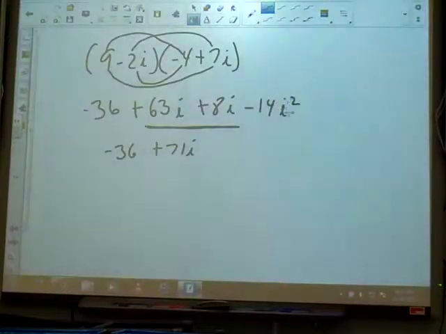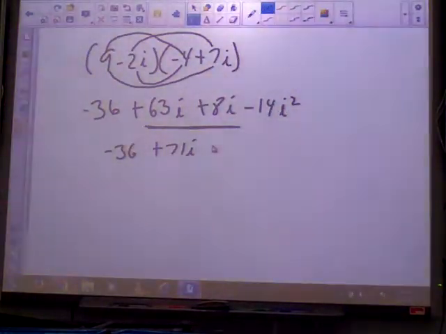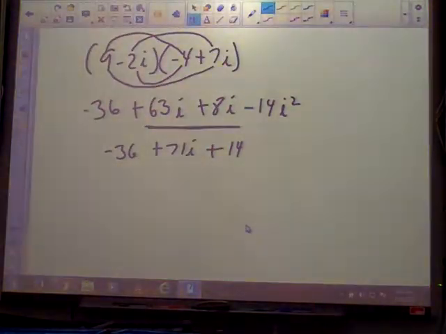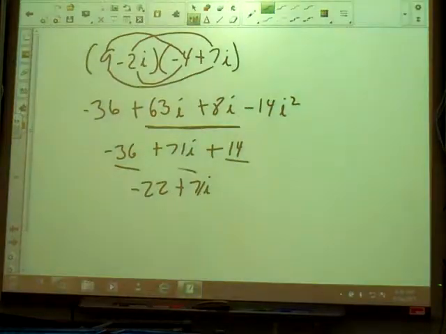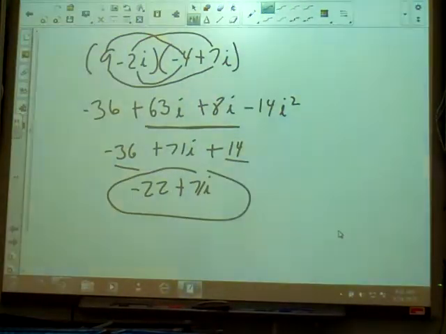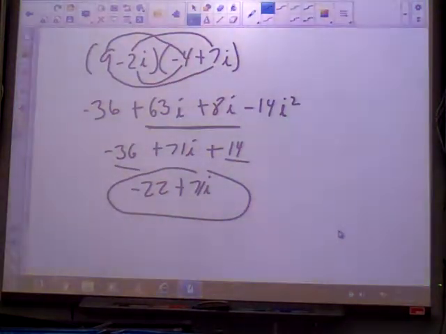We know i squared is the same as negative 1. So that's negative 14 times negative 1, which turns that to a positive 14. Now we got like terms again, Stephen. Negative 36 plus 14 is? Negative 22. Negative 22 plus 71i. Coolness. Okay, that's so easy. Yep, I like it. Well, where's i this whole time? We're 4 weeks in, and nothing easy has happened.